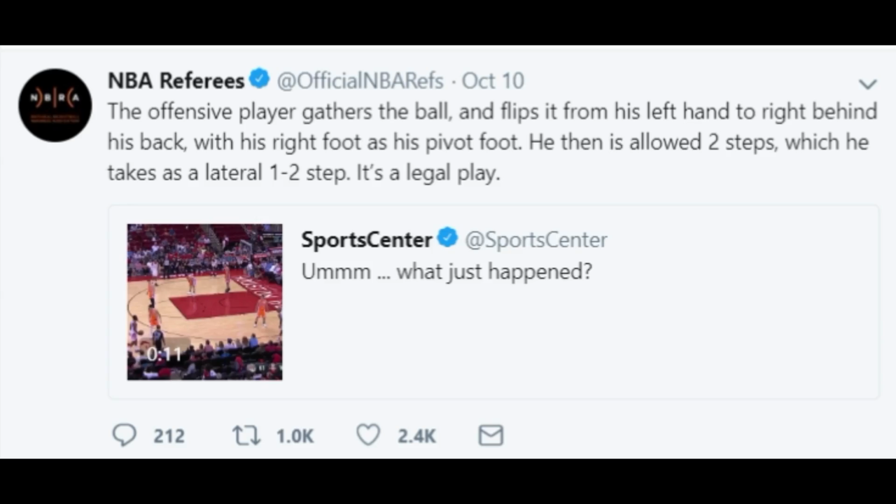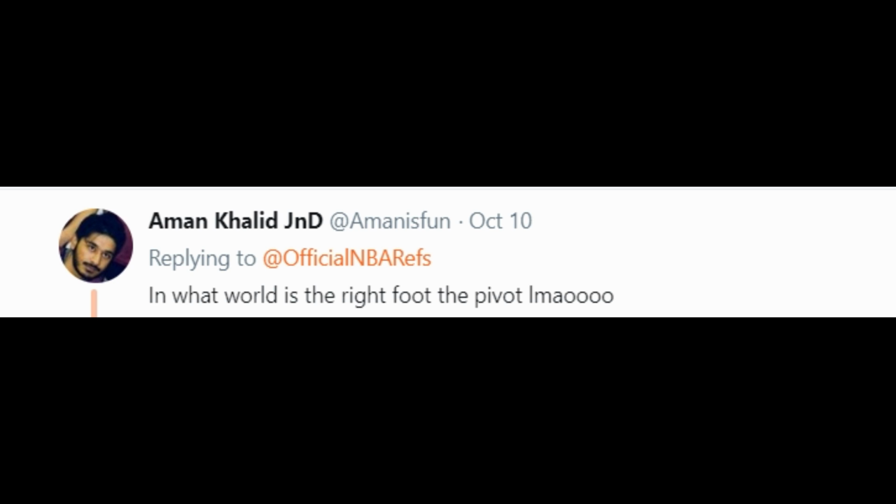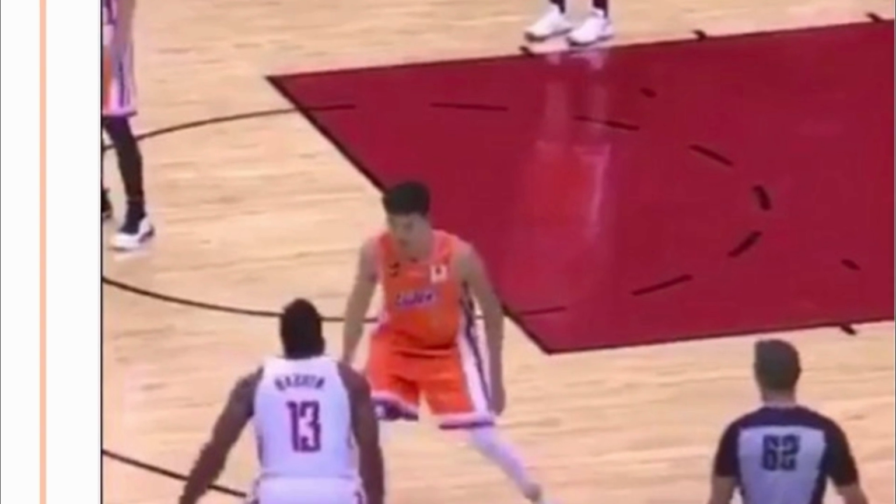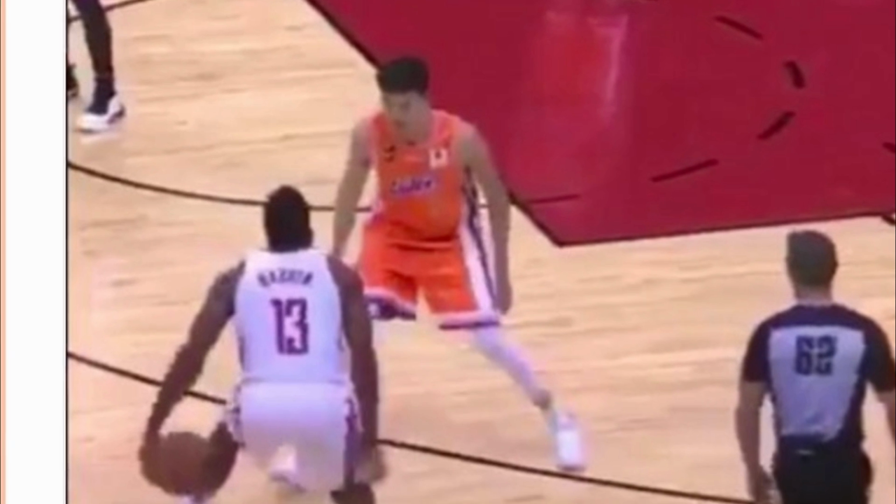But this is indeed where the plot thickens, because the official NBA refs on Twitter put out this. They said the move is legal. The offensive player gathers the ball and flips it from left to right with his right foot as his pivot foot. He is then allowed 2 steps, which he takes as a lateral 1-2 step. It's a legal play. But how can they have the right foot as the gather step? And well, people agree with that. For instance, this guy. And indeed, you have to agree. How can you use the right foot as the pivot?